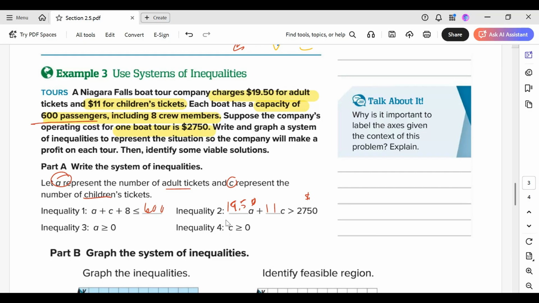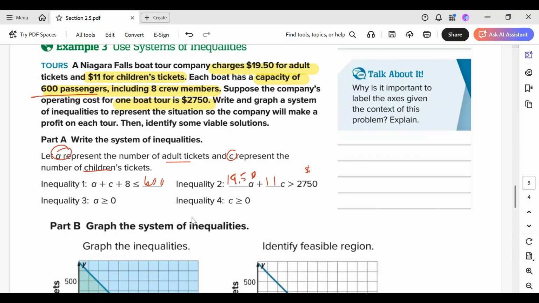Inequality 3 means we have to have zero or more adults attend. That's why we have A is greater than or equal to 0. And inequality 4 is C is greater than or equal to 0.